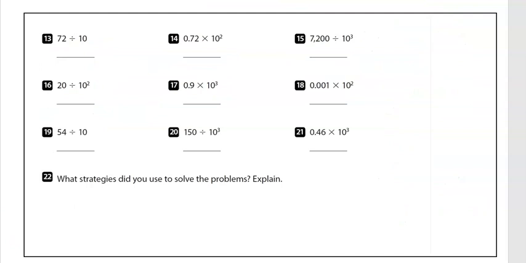Okay, let's do the same thing. Let's keep it going. 72 divided by 10. Okay, these 2 digits are shifting over one spot. So the 2 is going to the tens place. The 7 is going to the ones place. Voila.